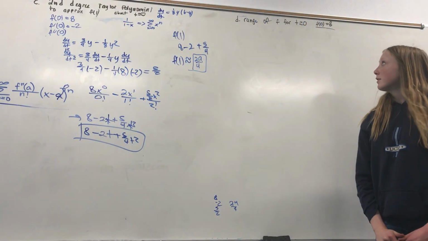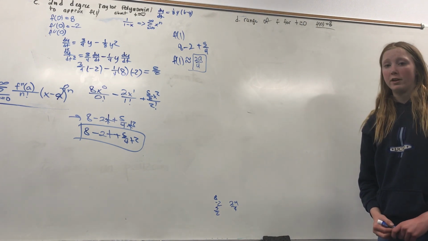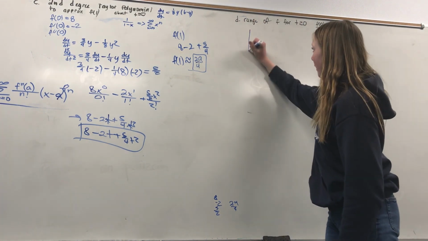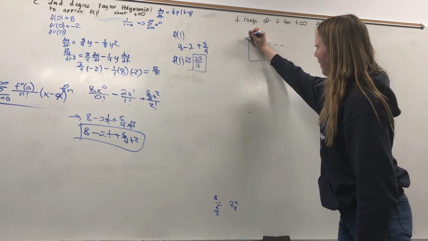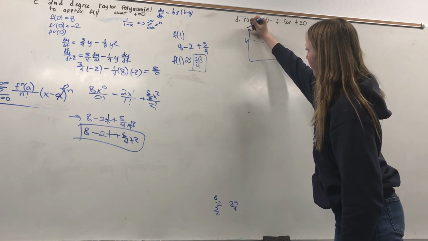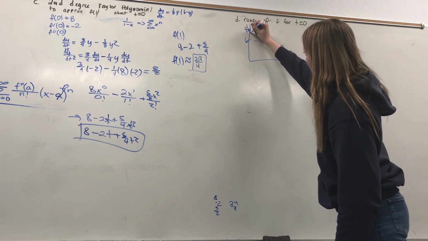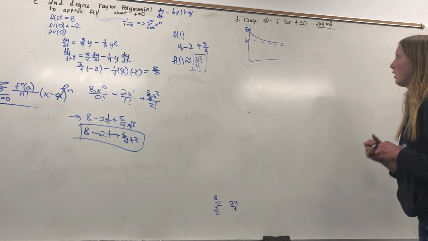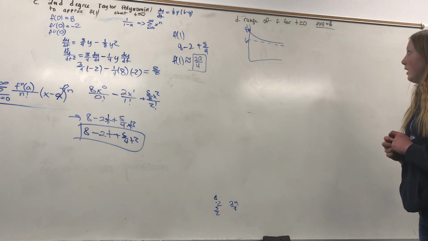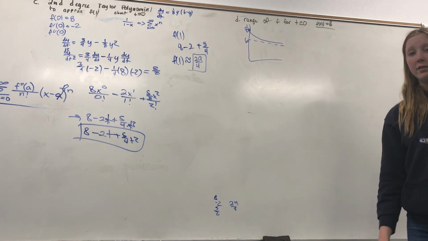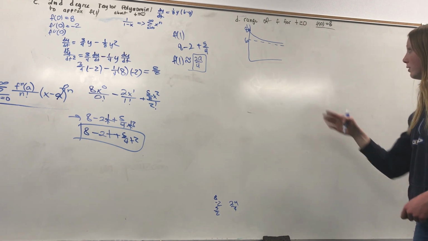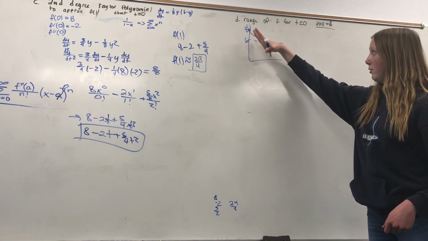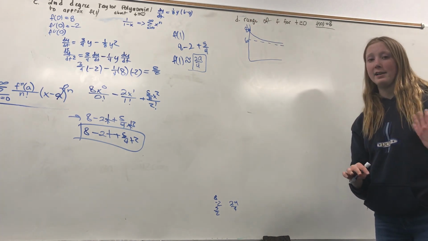In part D, we're asked to find the range of f where t is greater than or equal to 0. From part A, we know the graph looks something like this, with an asymptote at 6 and a point at 8. And we are given the initial condition f of 0 equals 8, and the domain is t is greater than or equal to 0. So although the slope field showed the graph going up past 8, that is outside the domain.